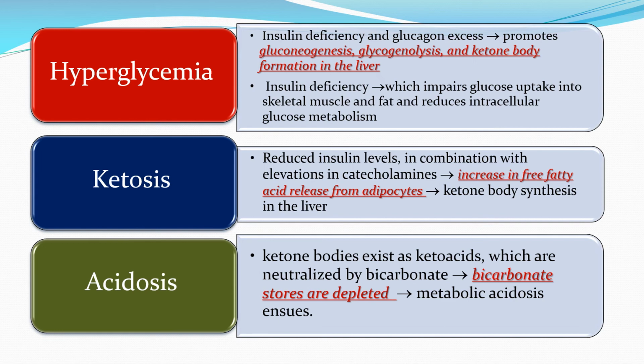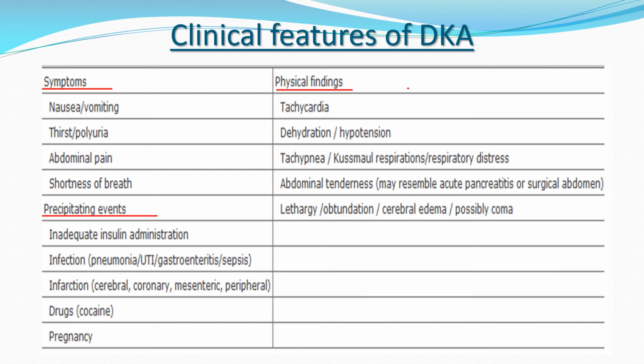What are the ketone bodies? Acetone, acetoacetic acid, and beta-hydroxybutyric acid. The formation of ketone bodies results in ketosis and acidosis. The acidosis, as a defense mechanism, will be neutralized by the bicarbonate, which will result in depletion of the bicarbonate stores and resulting in metabolic acidosis. So remember, diabetic ketoacidosis is a triad of hyperglycemia, ketosis, and acidosis.